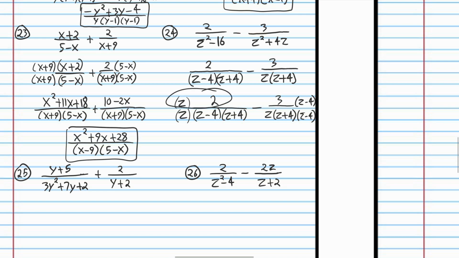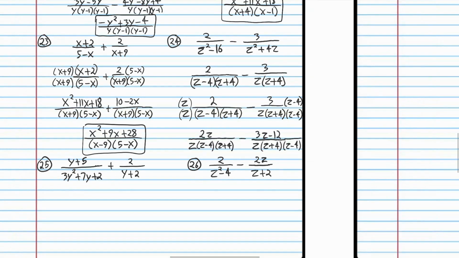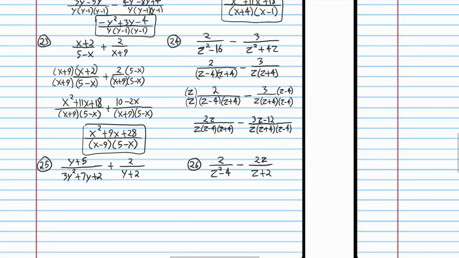So let's just multiply. 2 times z is 2z. And now we're going to have to distribute. 3 times z minus 4 is 3z minus 12. Let me move that over. So we're going to have to shrink all this. And now we're ready to combine.